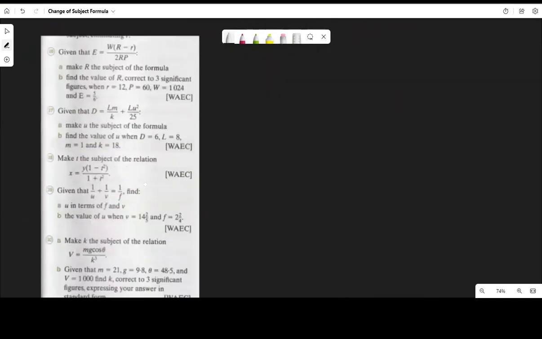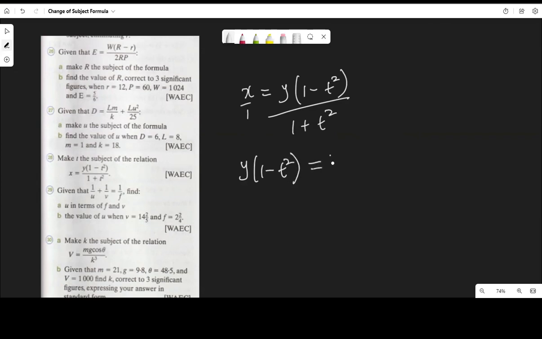Here we have, make t the subject of the relation S equal to y times (1 minus t squared) over 1 plus t squared. Now to make t the subject, let's cross multiply. This x is over 1. And 1 times this still remains as y times (1 minus t squared) equal to x times (1 plus t squared).